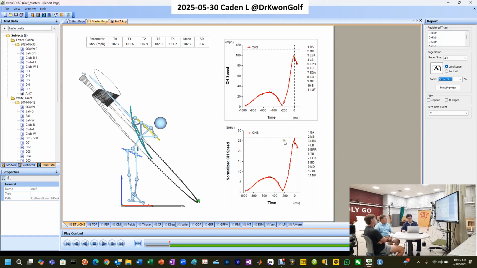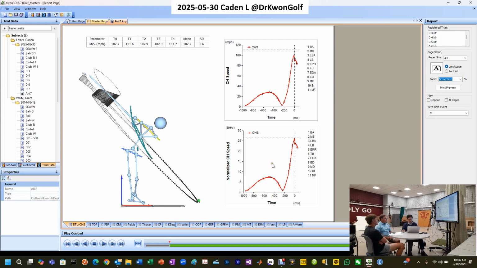First, let's see some general things. Your club head speed is 102, and this line is elite men's average, including professional college players and some teaching professionals. And you are under the average. The average is about 110, 111, and yours is lower.